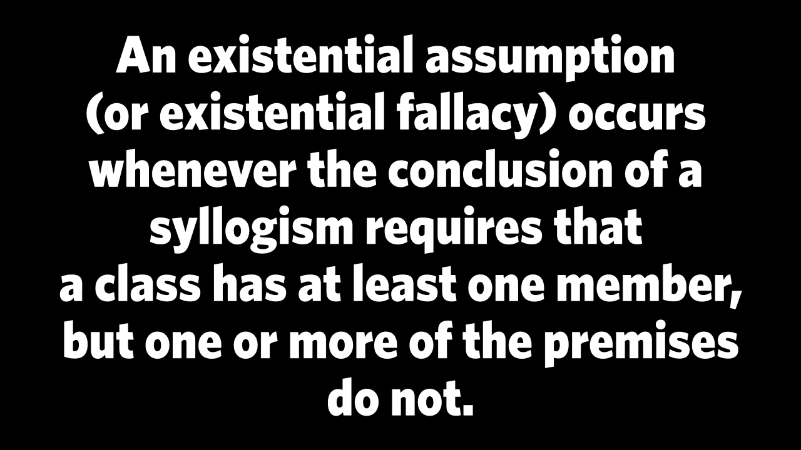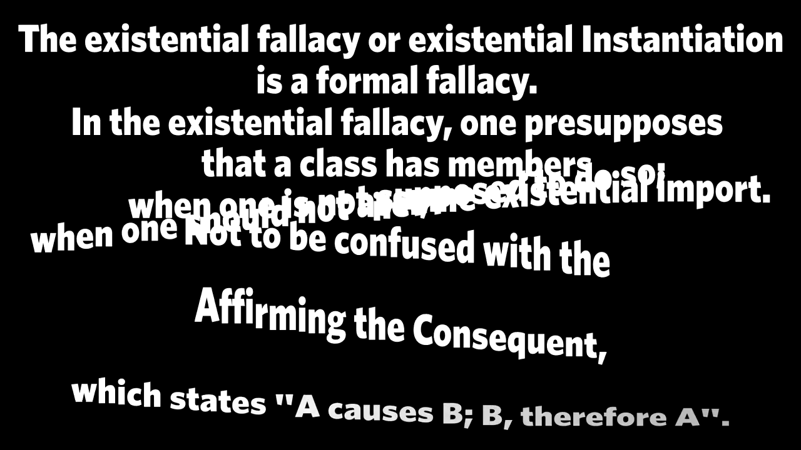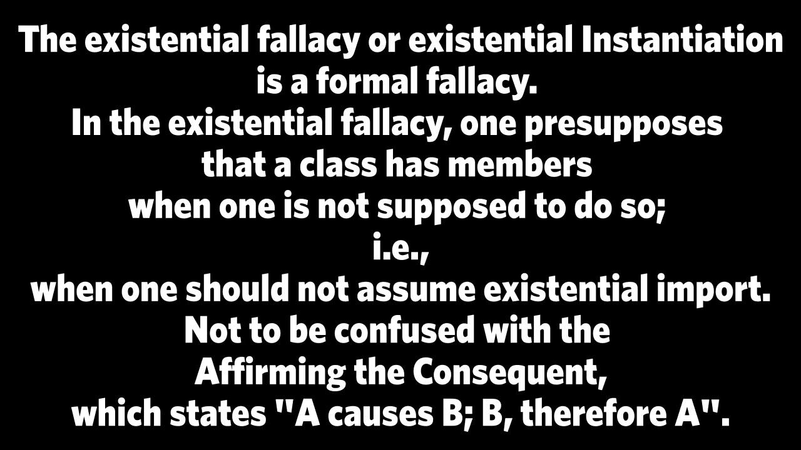To conclude, an existential assumption, or existential fallacy, occurs whenever a conclusion of a syllogism requires that a class has at least one member, but one or more of the premises do not. The existential fallacy, or existential instantiation, is a formal fallacy. In the existential fallacy, one presupposes that a class has members when one is not supposed to do so, when one should not assume existential import. Not to be confused with affirming the consequent, which states: if A then B, B, therefore A.